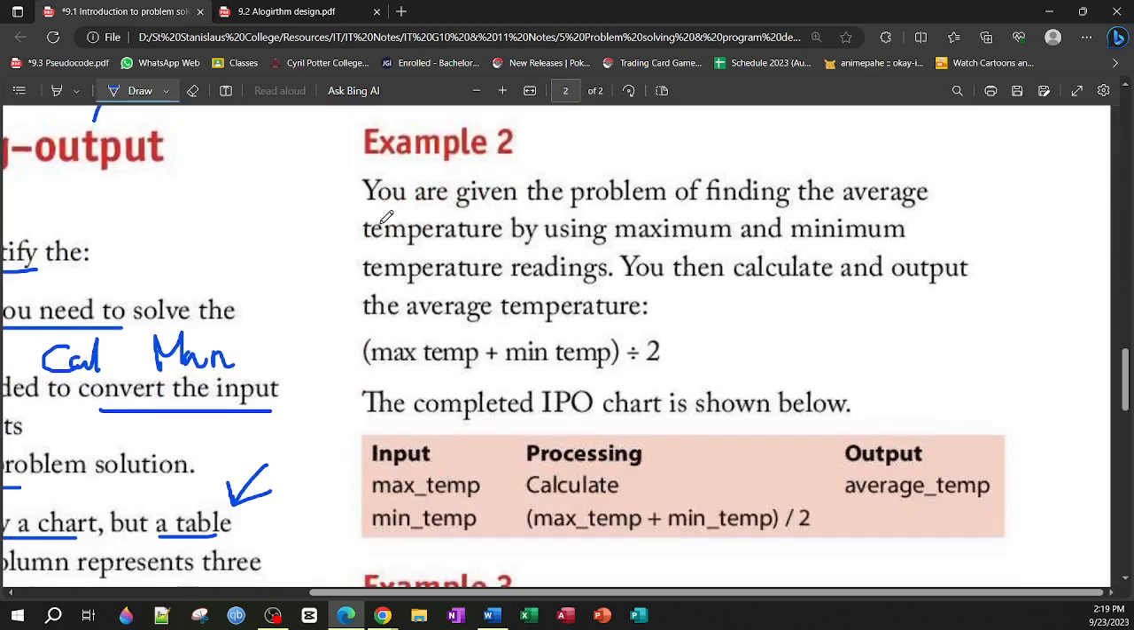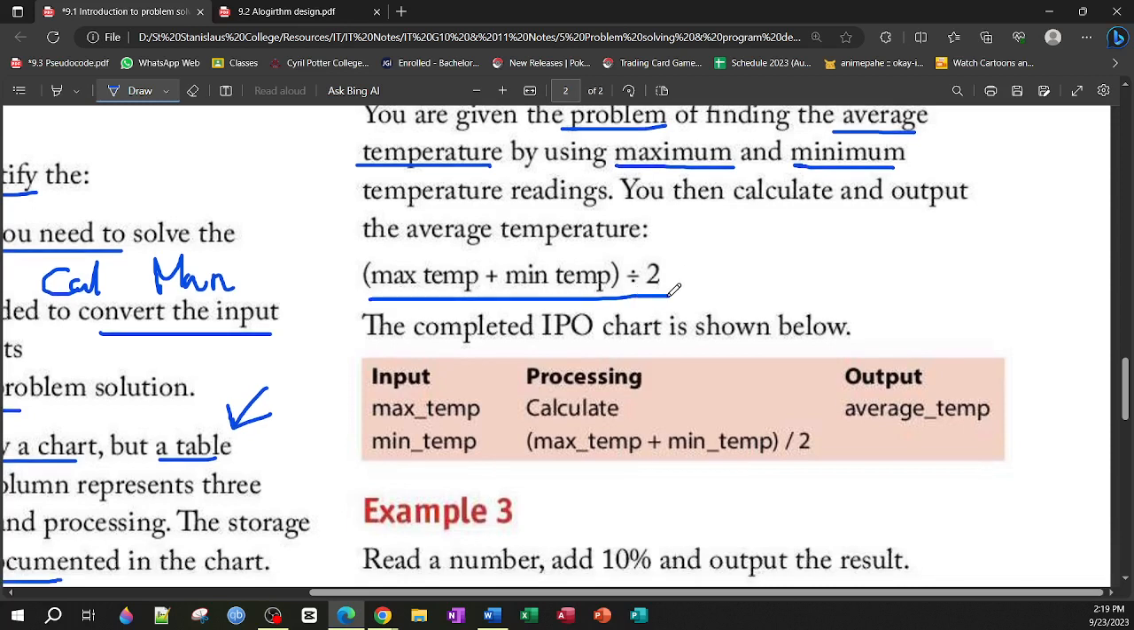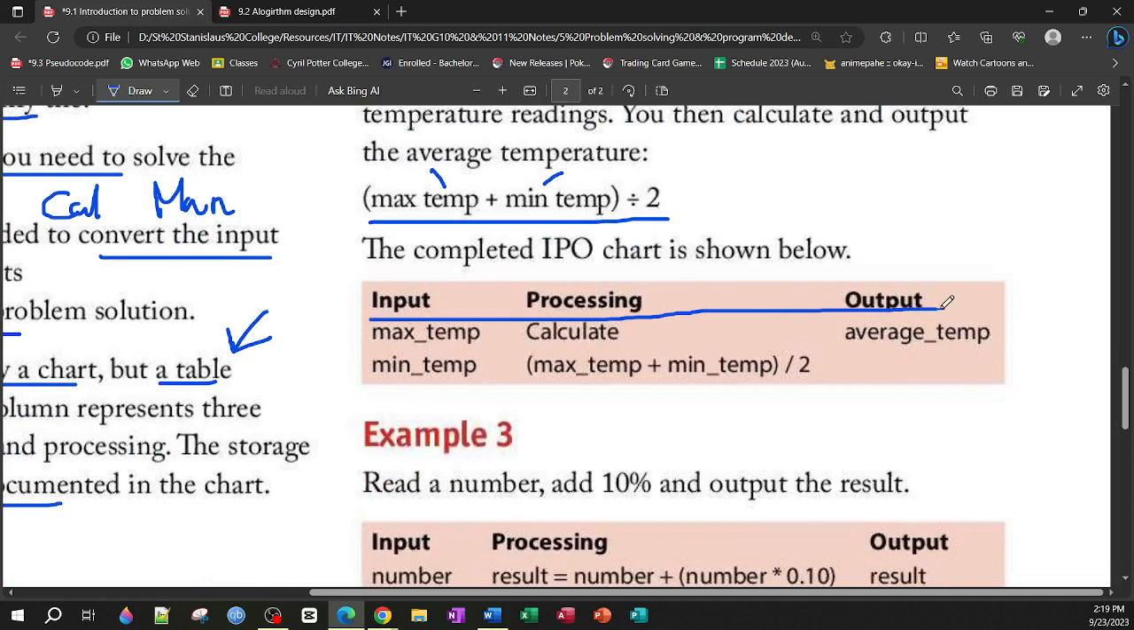Let's look at another example. You're given the problem of finding the average temperature. And simple maths, we should know what is the calculation for average? You add everything together and you divide it by how many items there are. So we're going to be looking at the maximum and minimum temperature, and that will give us our average. The simple calculation is to add the max and the minimum and divide it by 2 because it's only 2 items, right?